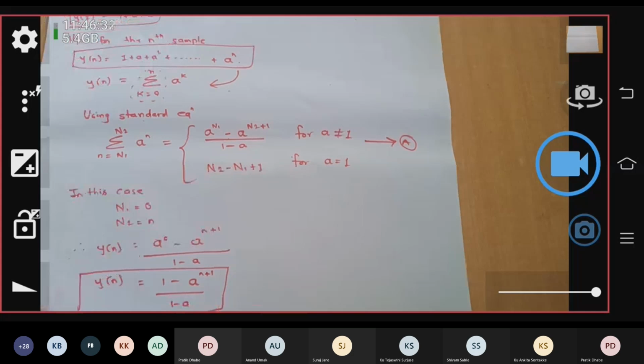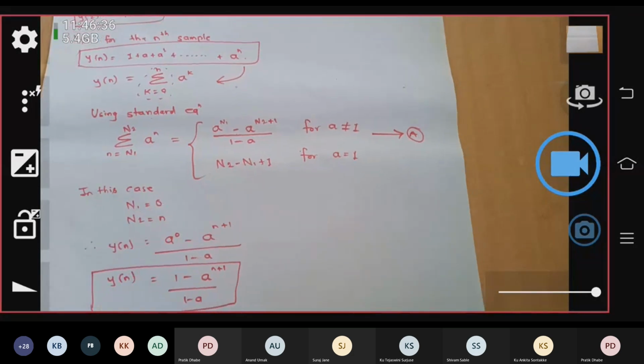Have you all understood this, everyone? Yes or no? Yes, sir. Tell me if there is anyone who hasn't understood. Please type no in the chat box if there is anyone who hasn't understood, and then we'll move to the second problem.